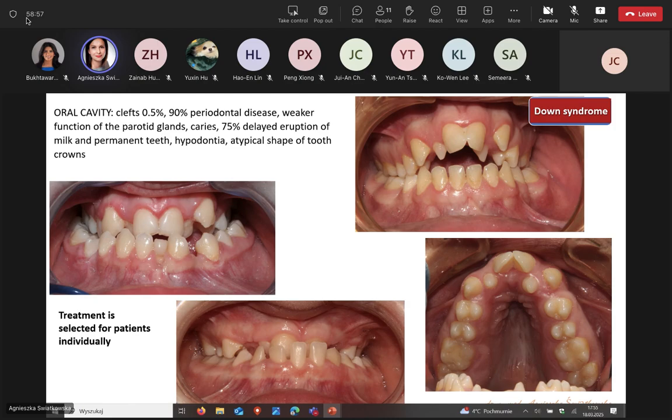As you see, there is a huge problem with caries, and if we put braces on them, we can expect that this patient could have bigger caries, and of course the treatment of the teeth is much more difficult. So sometimes they need a general anesthesia, and that's why we should think about this when we are planning the treatment for this group of patients.